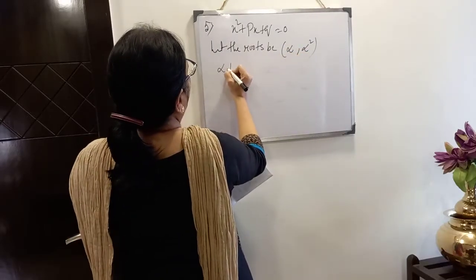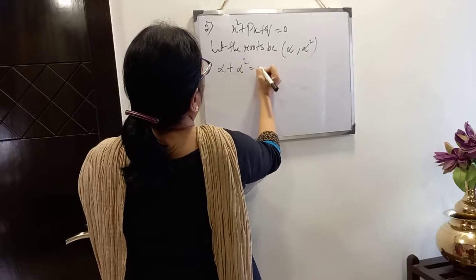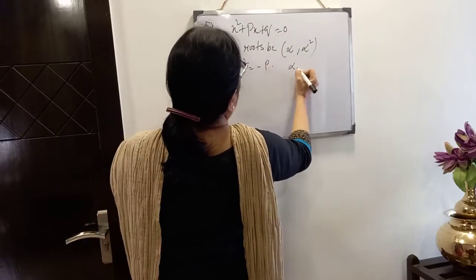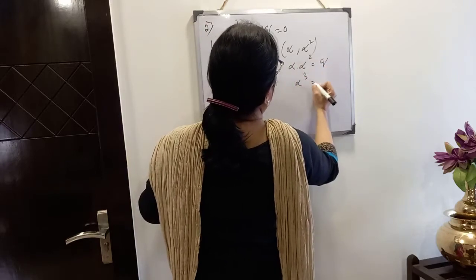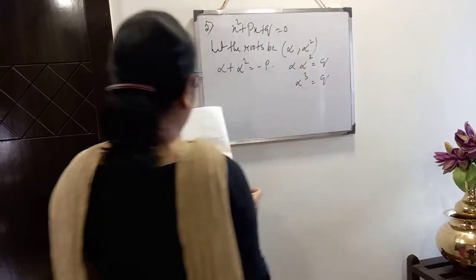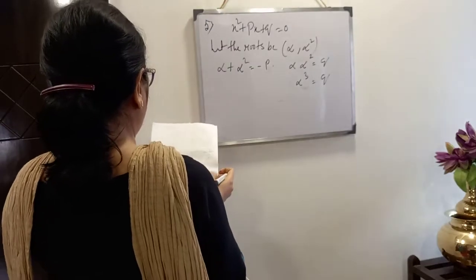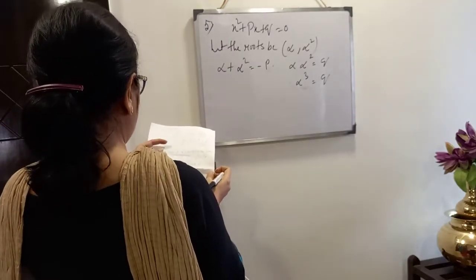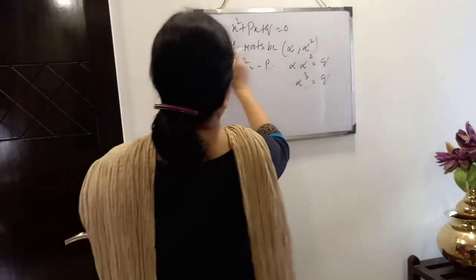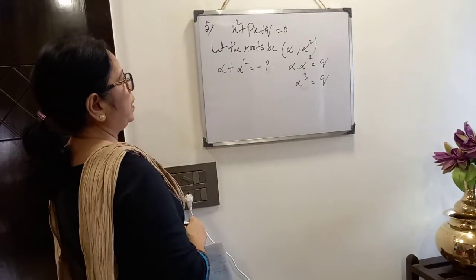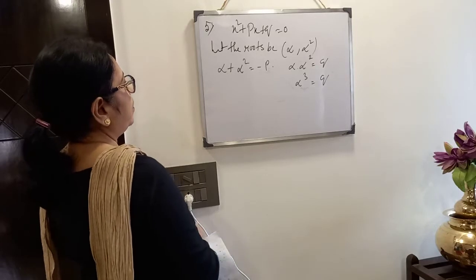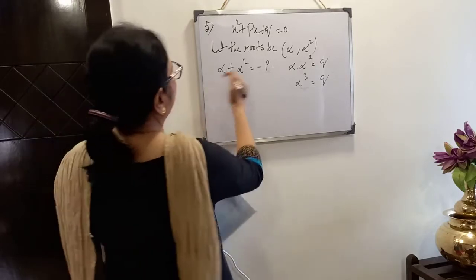Now from here, alpha plus alpha square, sum of the roots, is minus p, and product of the roots is c by a. That means alpha cube equals q. Clear? Now prove this. Alpha plus alpha square equals minus p. Clear? So from here we will cube both sides.